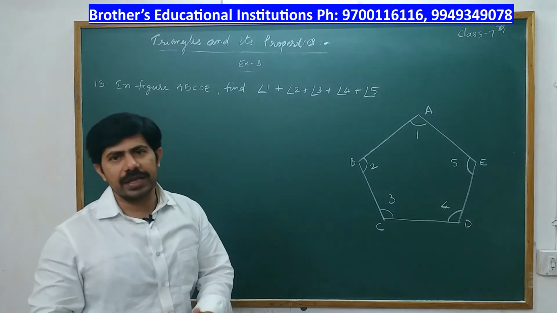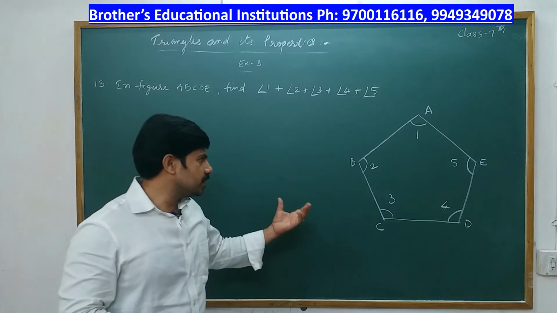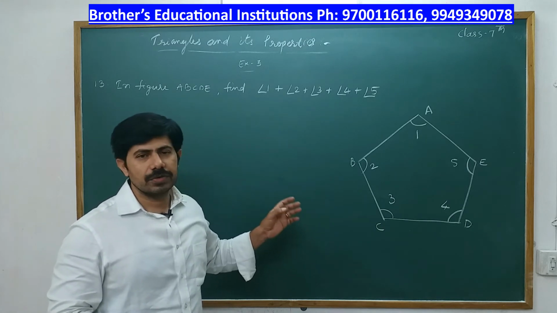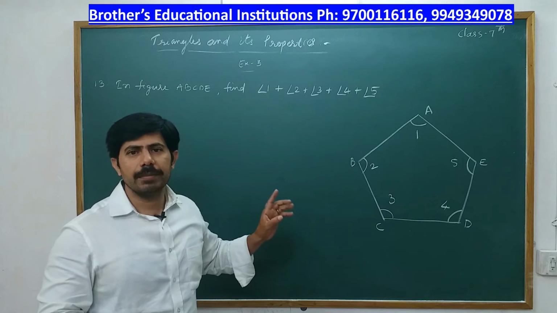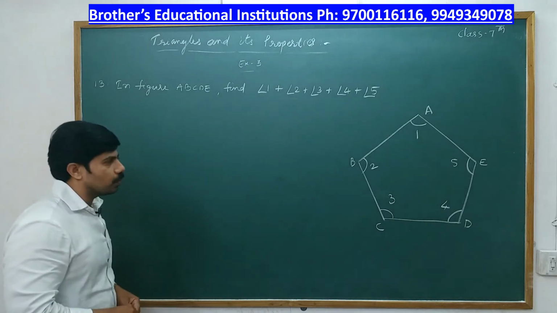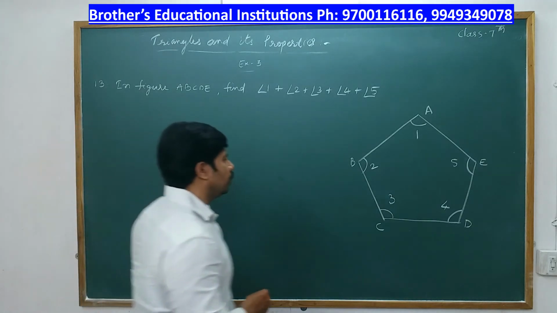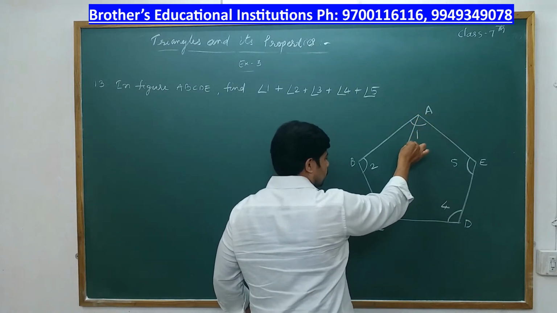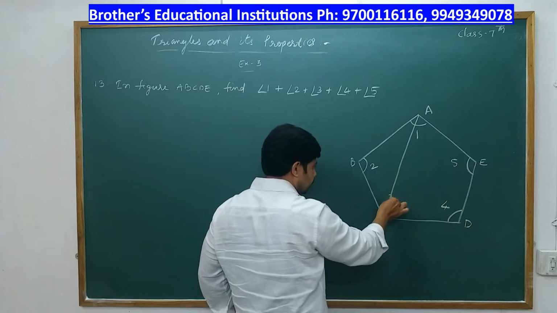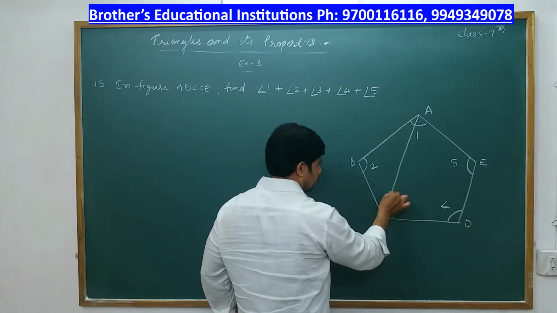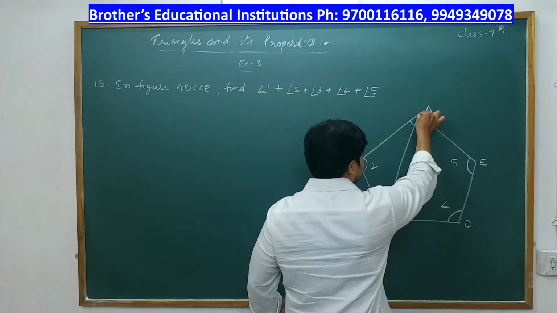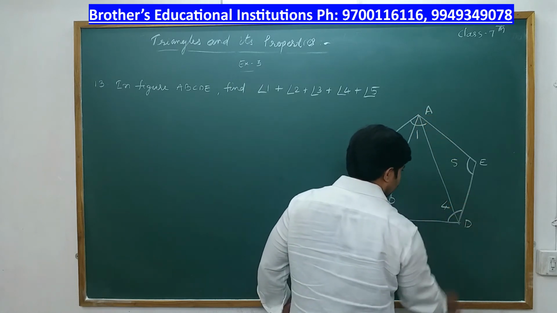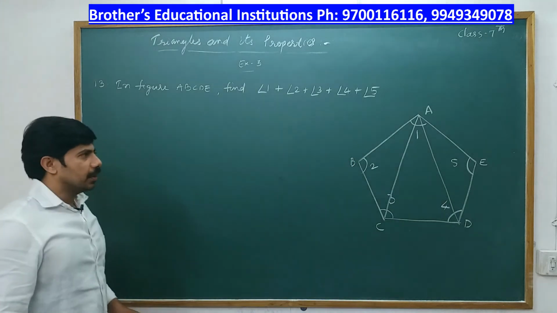Okay, the sum of the angles in a triangle is 180 degrees. But this is not a triangle, this is a pentagon because we have 5 sides. So we will find the sum of the angles in a pentagon. To find this, we do some construction. As we are doing with triangles, just join A to C, right? Then join A to D. We have joined this, right?